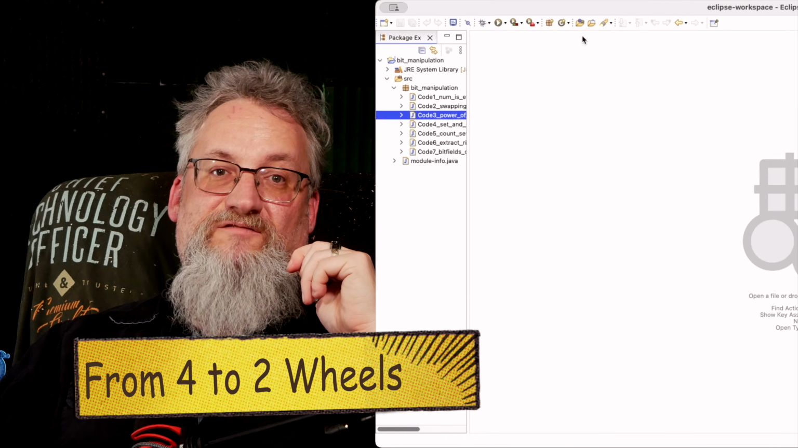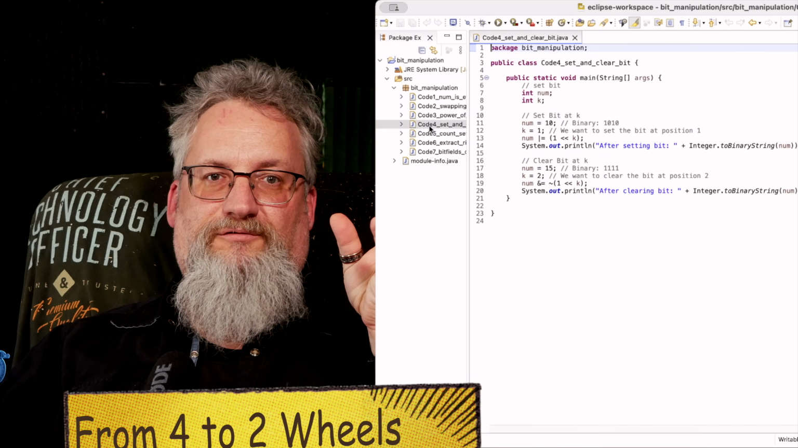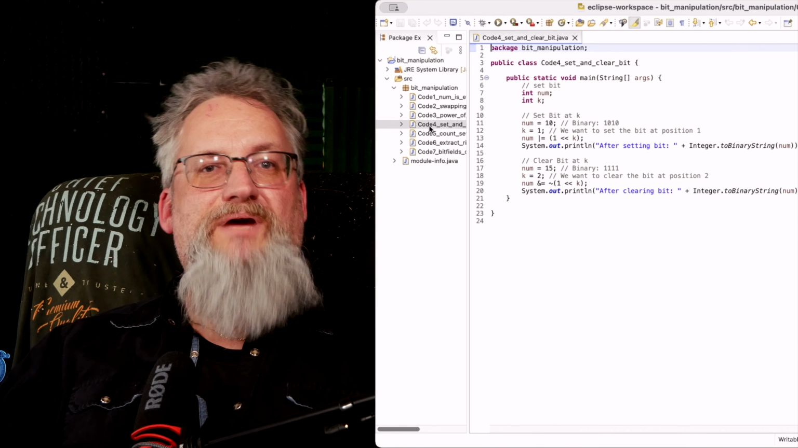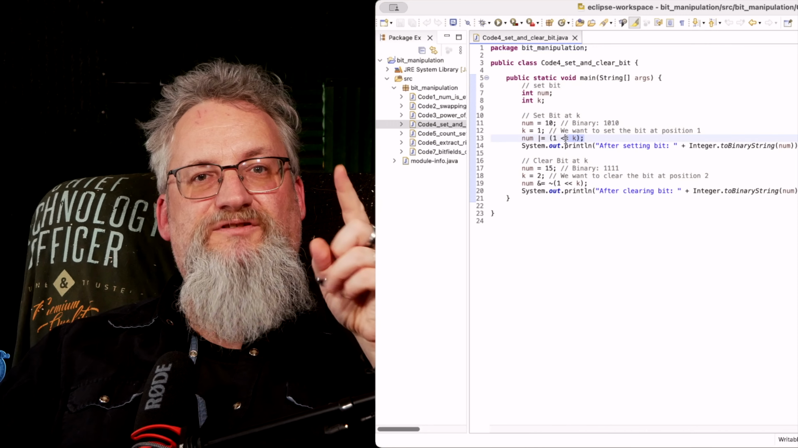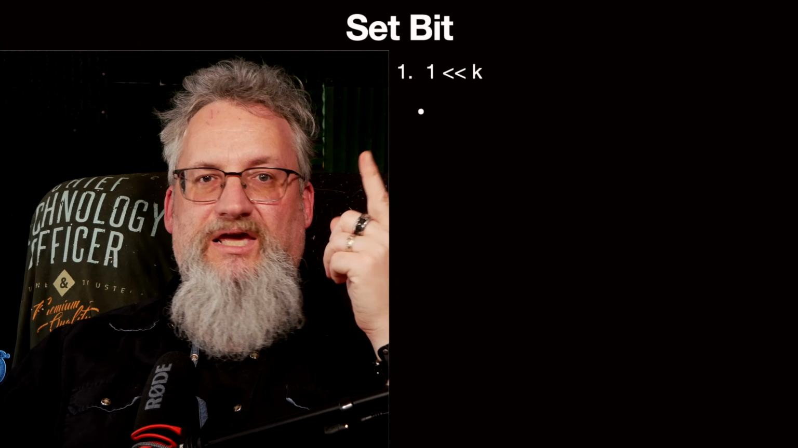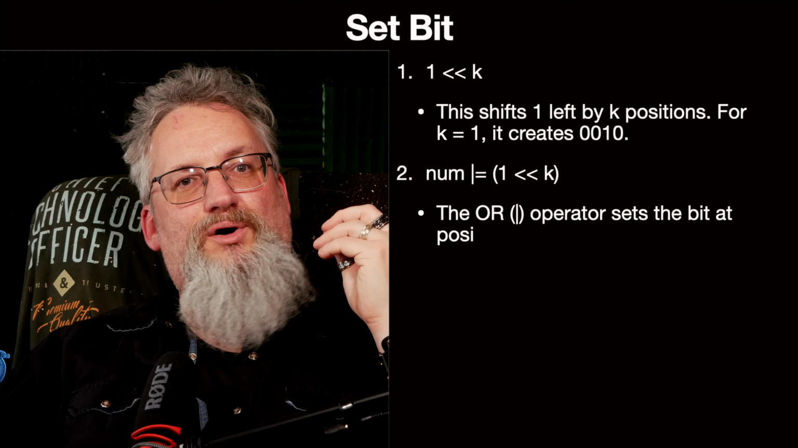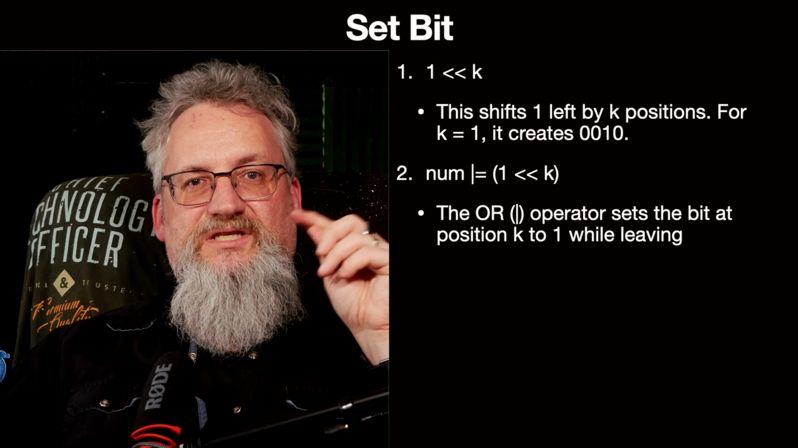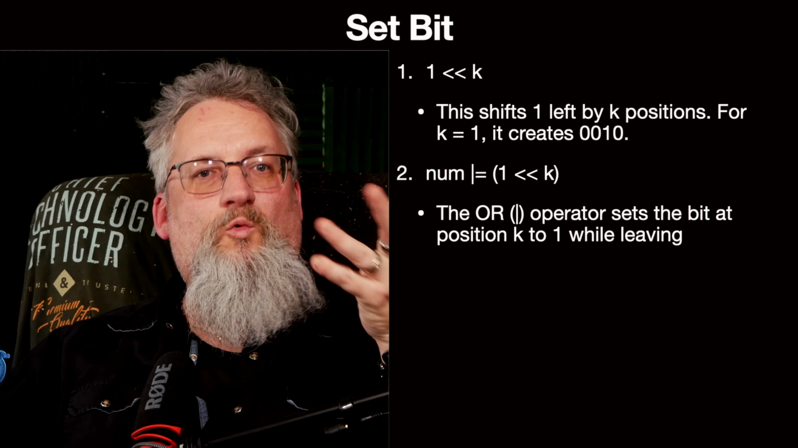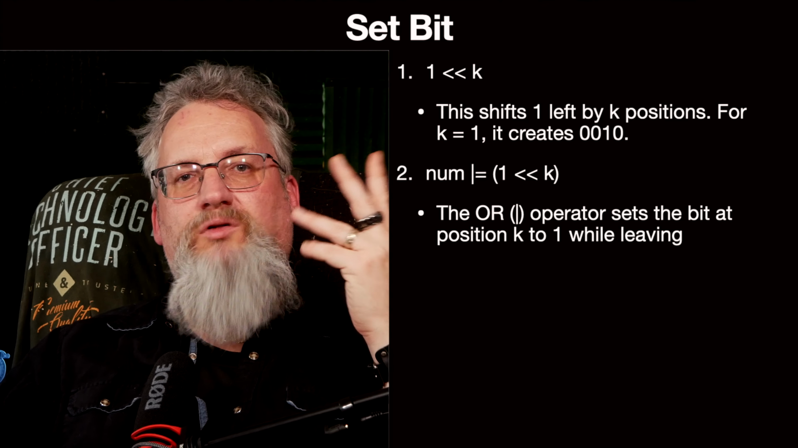Now we're going into the advanced stuff, the mind-blowing stuff. So number 1, setting and clearing bits. What's happening here? This shifts 1 bit left by k positions. For k equals 1, it creates this binary number. Now this operation sets the bit at position k to 1, while leaving the other bits completely unchanged.